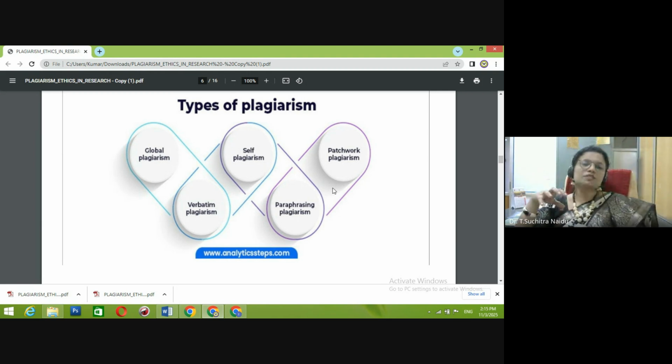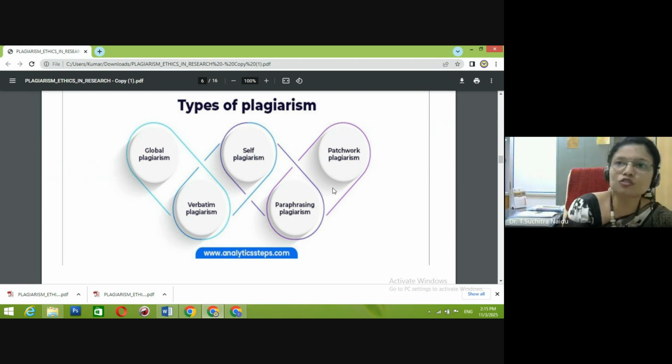But here what happens in mosaic plagiarism or patchwork plagiarism is that we try to change the language, we substitute similar words, synonyms, and we try to change it from active voice to passive voice. So that is the most common type of plagiarism, which our students also do when they submit their project work. So that is patchwork plagiarism or mosaic plagiarism.